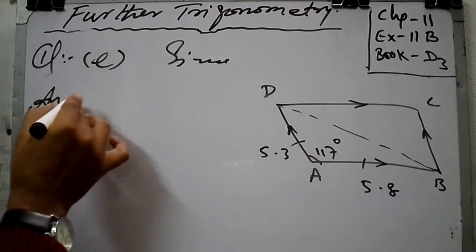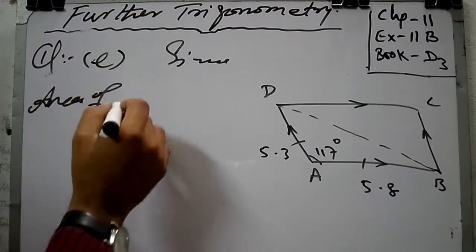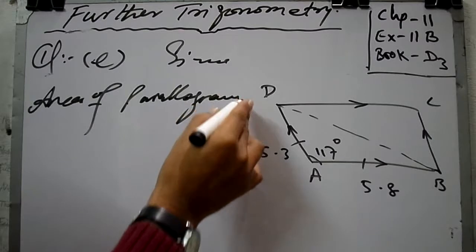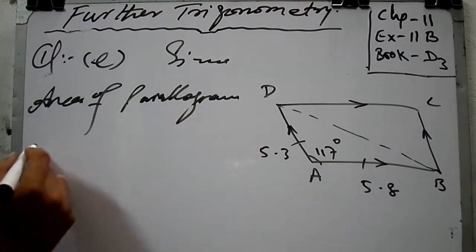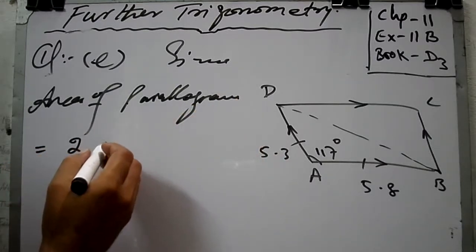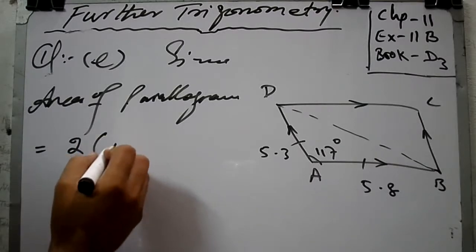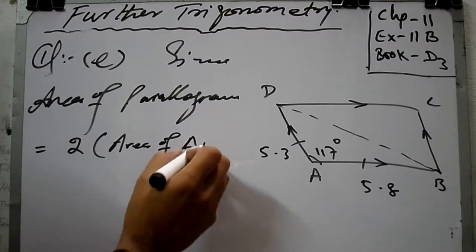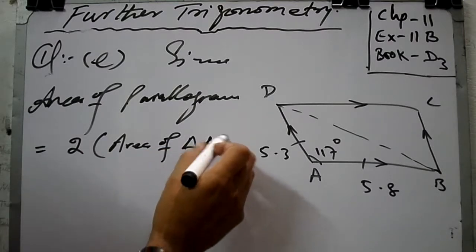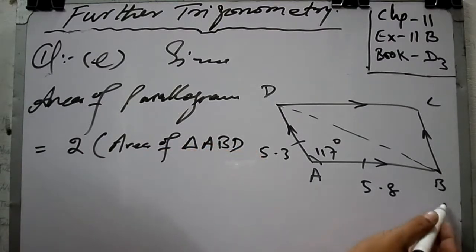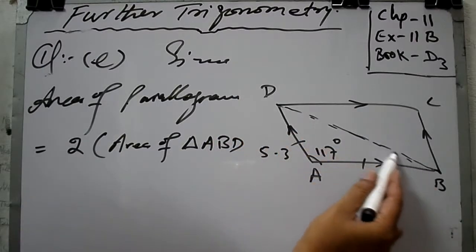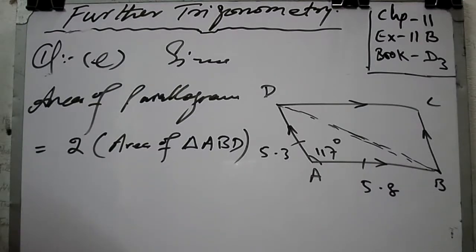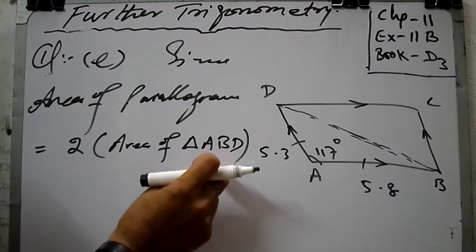Since the area of parallelogram is equal to twice the area of triangle ABC, twice the area of triangle ABD. So that's why I have divided it. So it means twice the area of triangle ABD. So first I have to find the area.